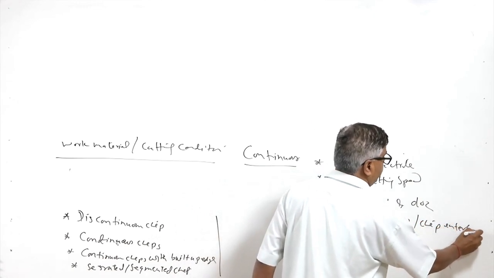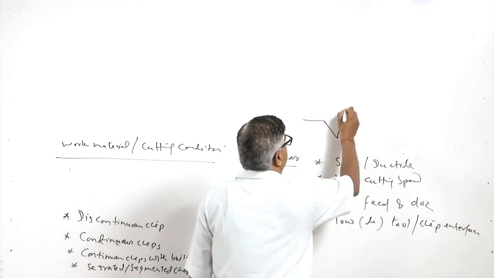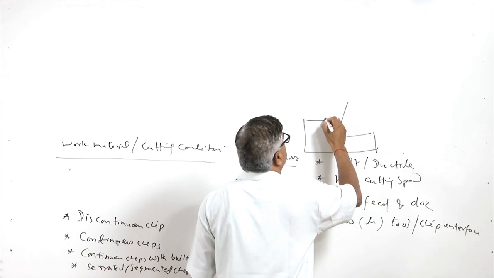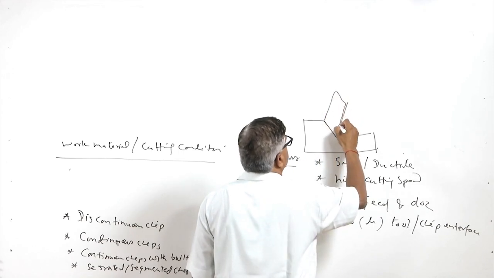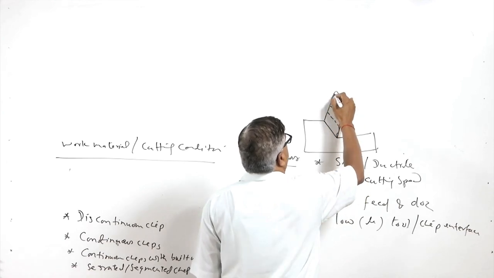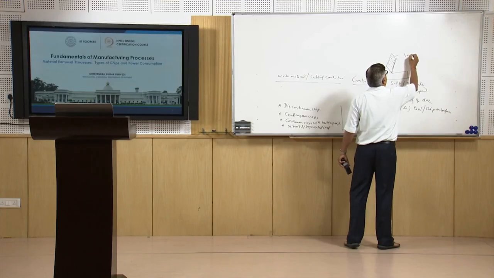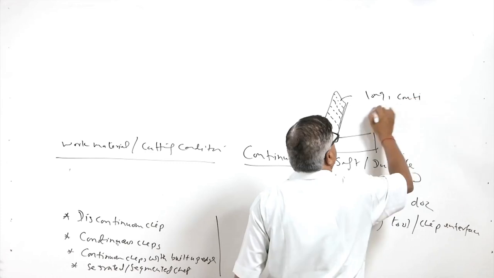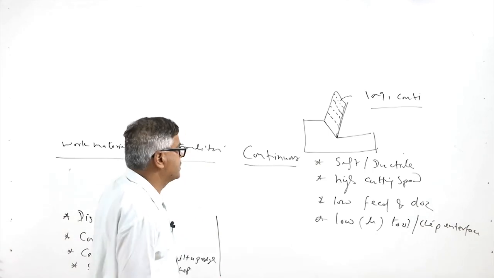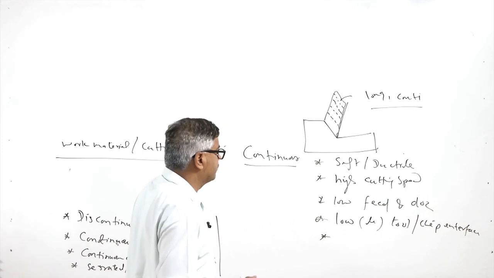This means the chips are flowing smoothly over the face of the tool, and when that happens, a continuous chip of this kind will be produced. These are just like the shear deformation features. The chip is long and continuous. Such chips sometimes wrap around the machined work surface as well as around the tool, and that leads to deterioration of the surface finish.